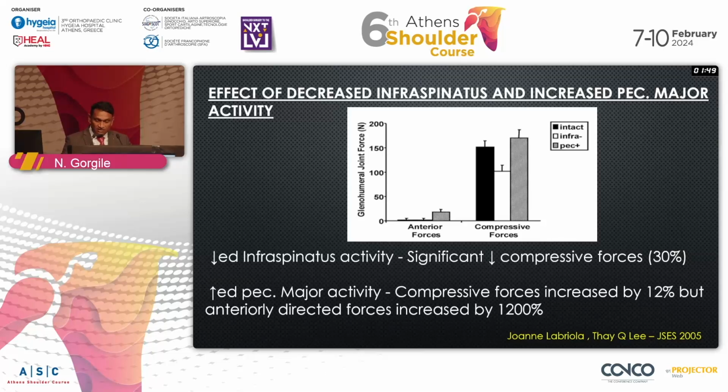So this is a cadaveric study from Joan Labriola and Thekuli, and they looked at what happens with decreased infraspinatus activity and increased pectoralis major activity. If there is decreased infraspinatus activity, there is a significant decrease in the compressive forces by almost 30%. And with increased pectoralis major activity, the compressive forces increase by 12%, but the main deforming force is that there is a significant increase in anteriorly directed forces by almost 1200%. So that is very significant, and probably that is one of the main pathologies in this Polar type 3 group of patients.